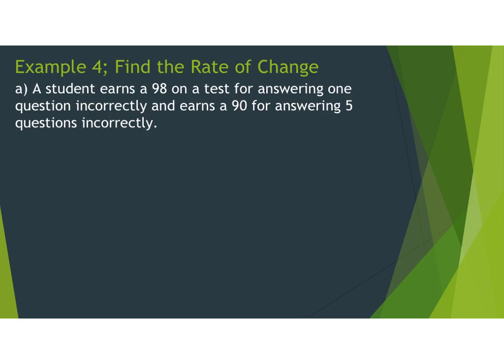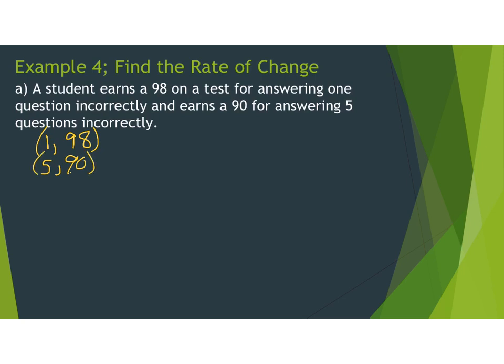In this next example, we'll have to come up with a couple points to figure out the slope, the rate of change. A student earns a 98 on a test, answering one question incorrectly. So one question wrong gets a 98 on the test. And earns a 90 if 5 questions are wrong. So we also have the point 5, 90.